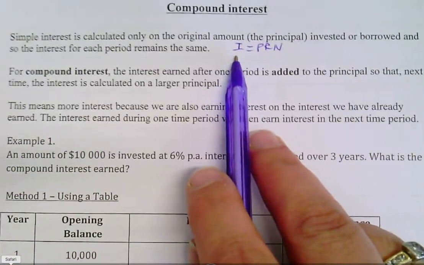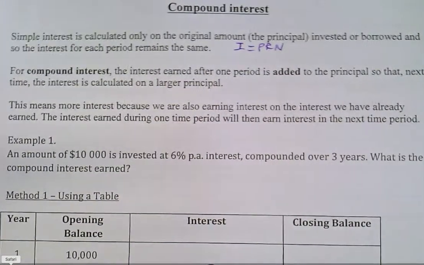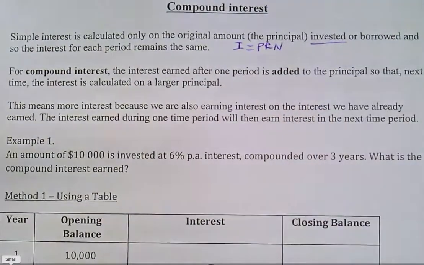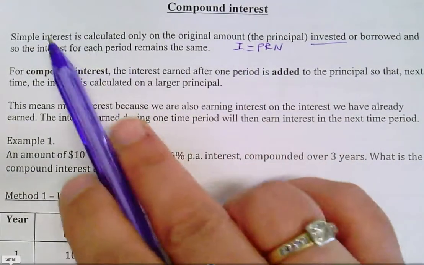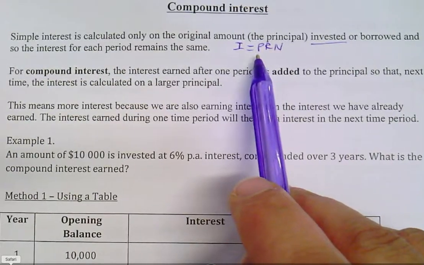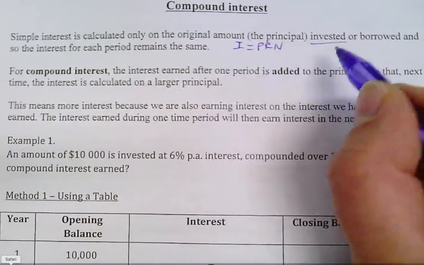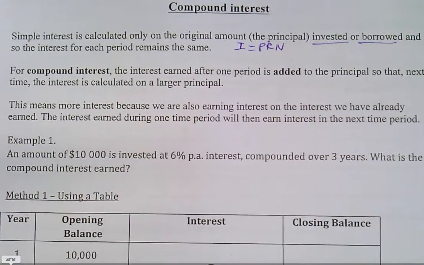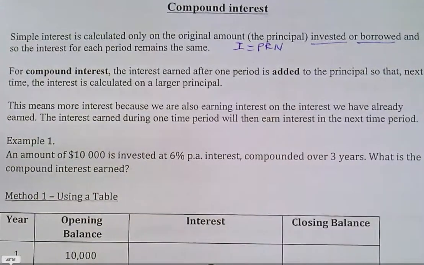There are two ways that we can deal with interest. You either earn interest on money that you put into the bank, that's an investment. When you earn simple interest, it's only earned on the original amount of money that you put in the bank, so the interest will be the same every single year. But we can also use the simple interest formula, I equals PRN, when we're borrowing money, and the interest will be charged on the original amount borrowed.